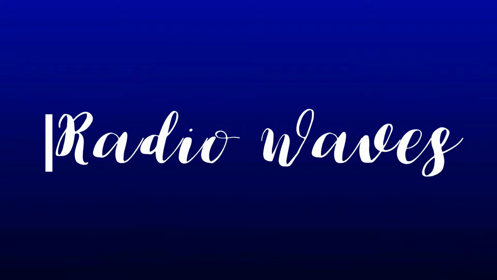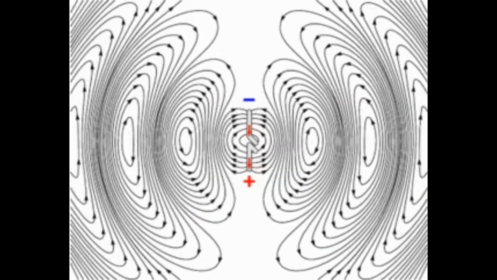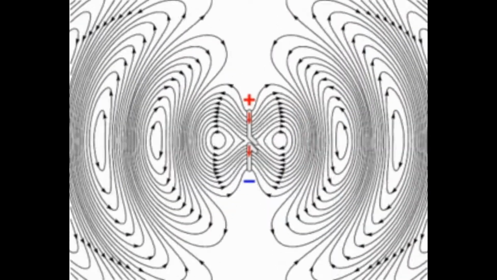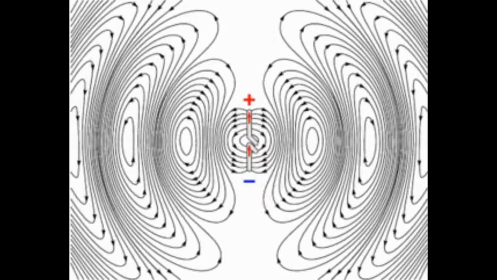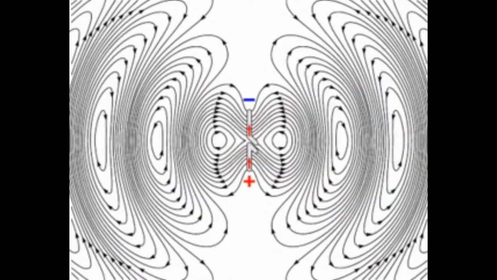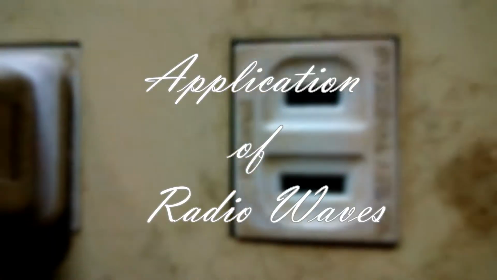Radio waves. Radio waves have the longest wavelength in the electromagnetic spectrum. They are produced by electrons vibrating in an antenna. They are used to transmit sound and picture information over a long distance.